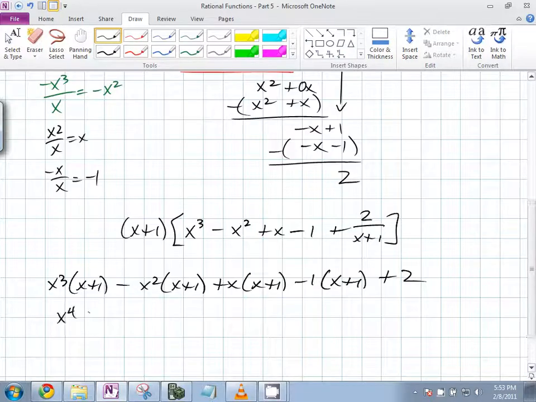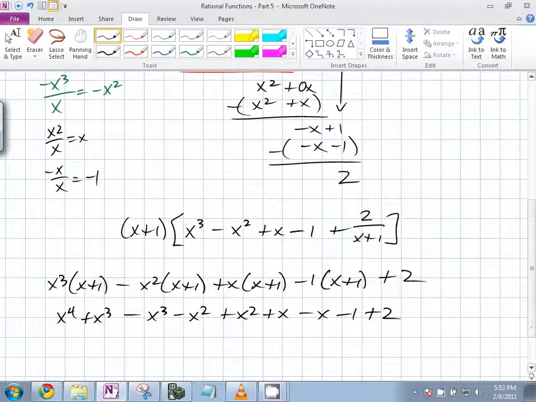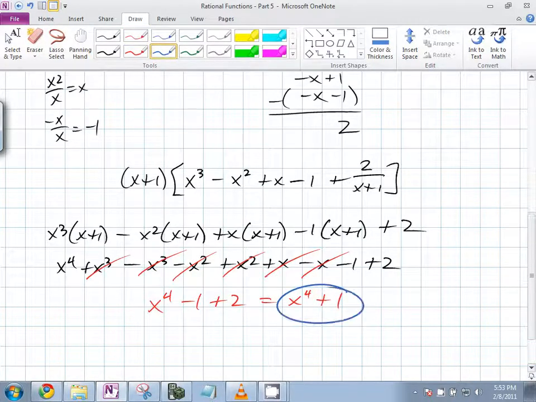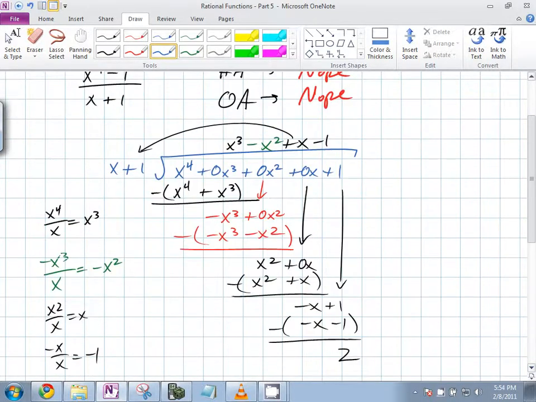X to the fourth plus x cubed minus x cubed minus x squared plus x squared plus x minus 1 plus 2. This is where I miss having you guys check my work. Let's see what cancels here. This is gone. This seems to be gone. This seems to be gone, leaving us with x to the fourth minus 1 plus 2, which is x to the fourth plus 1, which is indeed our dividend, which verifies our division is correct.